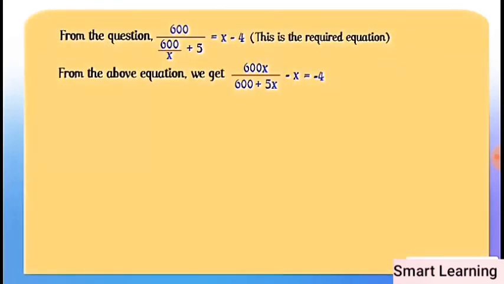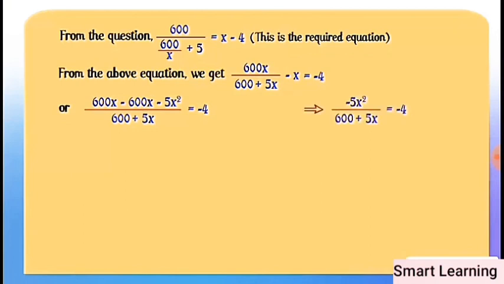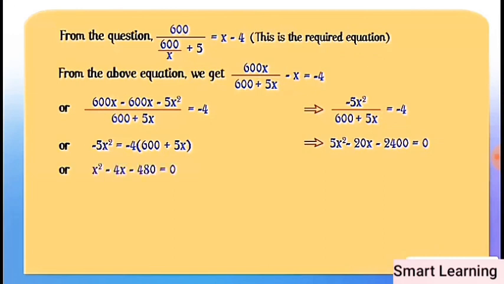From the above equation, we get 600x by 600 plus 5x minus x is equal to minus 4. Or, taking LCM, 600x minus 600x minus 5x square divided by 600 plus 5x is equal to minus 4. This implies minus 5x square divided by 600 plus 5x is equal to minus 4. Or, on cross multiplication we have minus 5x square is equal to minus 4 into 600 plus 5x. This implies 5x square minus 20x minus 2400 is equal to 0. Or x square minus 4x minus 480 is equal to 0.